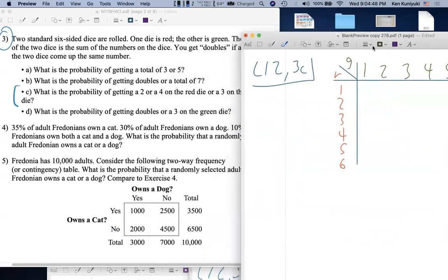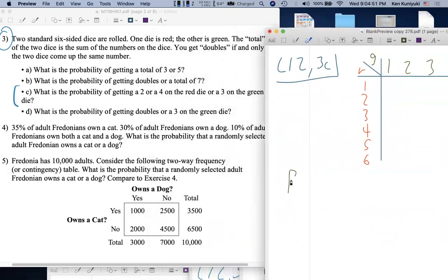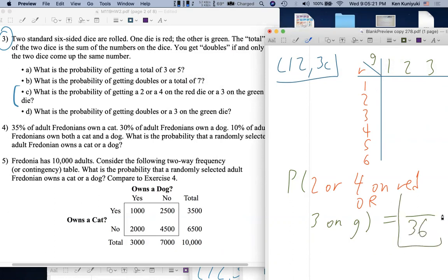On C, we're asking, what's the probability of getting a 2 or 4 on the red die, or a 3 on the green die? So we're going to start summing over 36. I can put an answer in that form. You do not have to reduce fractions.